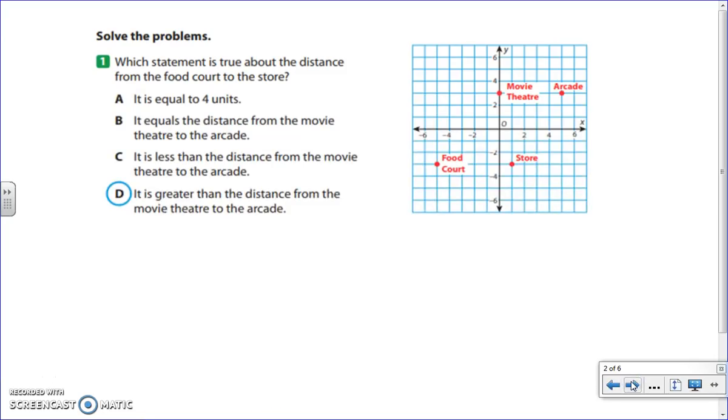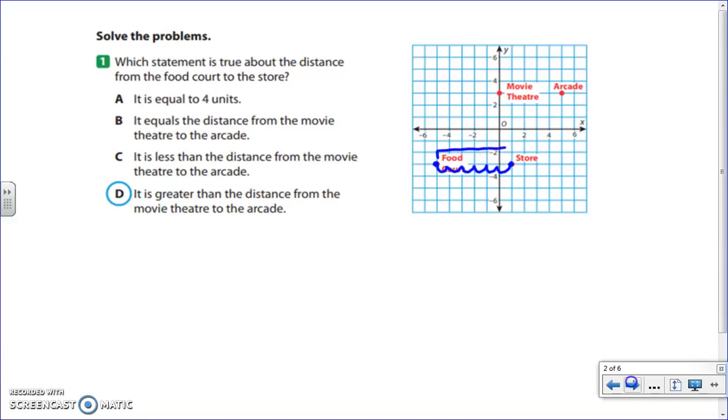Number 1 says, which statement is true about the distance from the food court to the store? So let's look at the food court and the store, and lucky for us that they are exactly horizontally aligned. So there's several ways that we could go about finding the distance between them. The first way we could find the distance is just by counting. 1, 2, 3, 4, 5, 6. They're 6 units apart. So I know that there's 6.